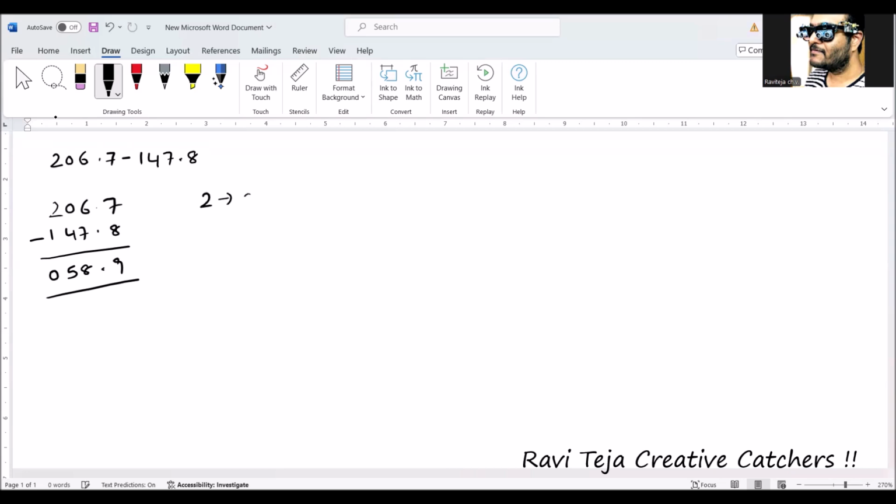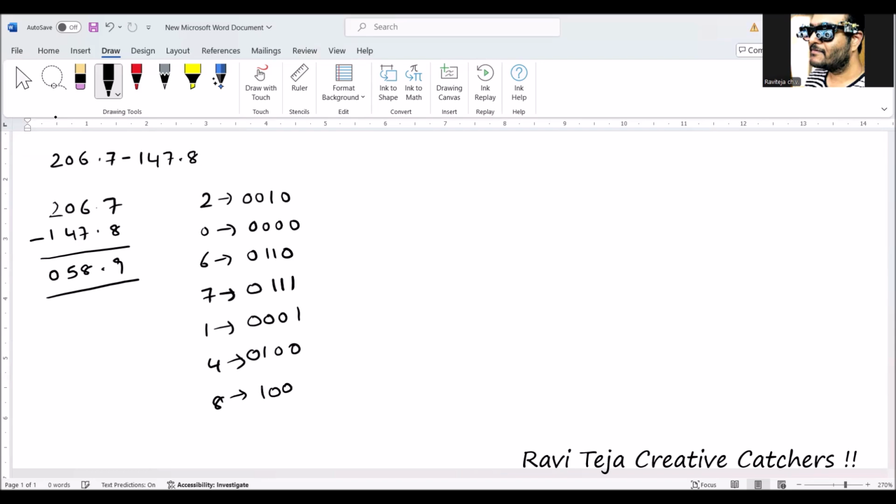The BCD of 2 is 0010, of 0 is 0000, of 6 is 0110, and of 7 is 0111. For 1 it is 0001, 4 is 0100, 7 we already have, and 8 is 1000. These are the BCD values we have.